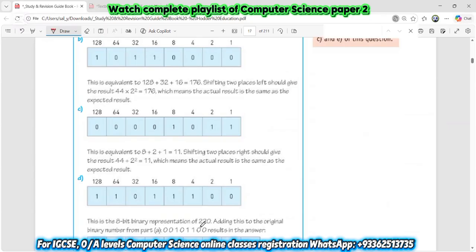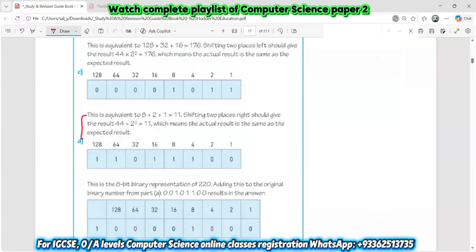The binary number is 220. Adding this, no, this is the one. This is equivalent to 8 plus 2 plus 1, 11. Shifting two places right should give result 44 divided by 4, that is 11, which means the actual result is the same as the expected result. So this is a good answer, a high level answer. Commenting, describing. Whenever questions of description are coming in the paper, asking you to comment on your answer, this is what they expect you to write in your answers.